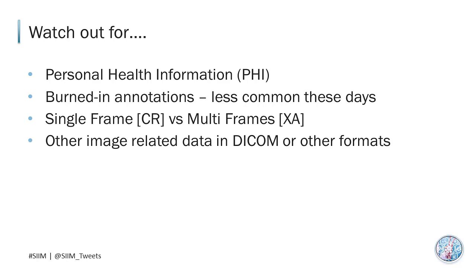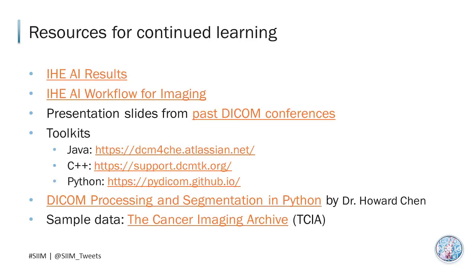Sometimes there are burned-in annotations directly on the images that you need to extract, but it becomes less and less common nowadays and is replaced by things like GSPS objects, which is another DICOM object. There are other DICOM details that we haven't had time to talk about yet, such as single frame versus multi-frame images. Last but not least, for AI analysis, you may have other reference data other than DICOM objects that you need to take into consideration, for example, diagnostic reports, which may be free text or in structured format. Here are some resources that you may find useful as well.